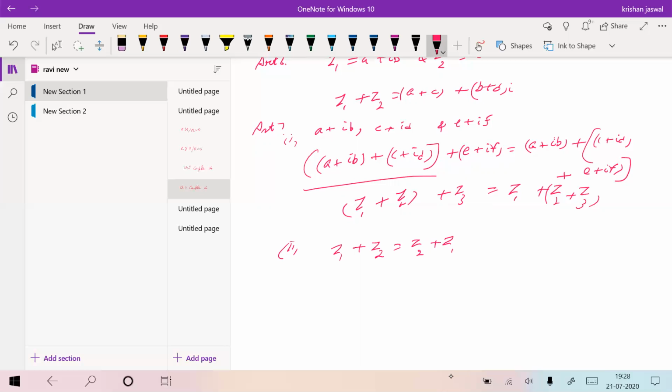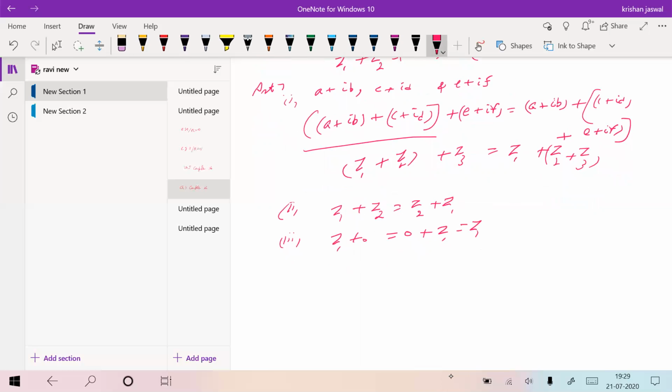The third law is the additive inverse, and 0 is the identity element for addition in C. What is an identity element? z1 plus 0 is equal to 0 plus z1 is equal to z1, then 0 is called the additive identity.